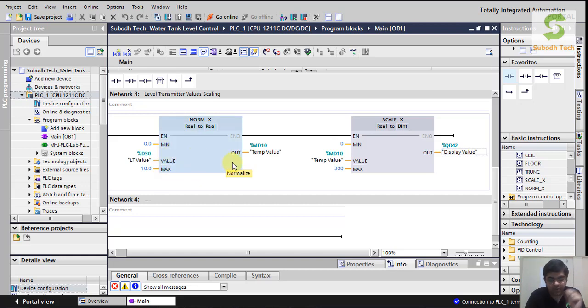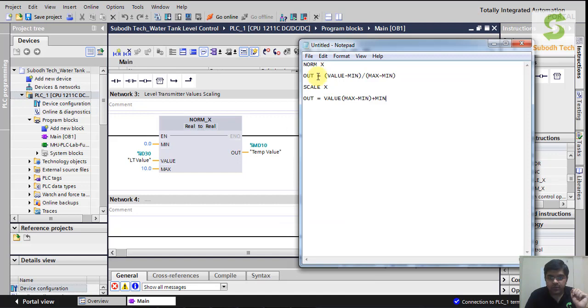Let us see how it is doing. In NORM_X, out is equal to value minus min divided by max minus min. Whatever value we are receiving, for example the value 5, so 5 minus 0 divided by 10 minus 0. So 5 divided by 10 would make 0.5. So in MD10, we will have 0.5.